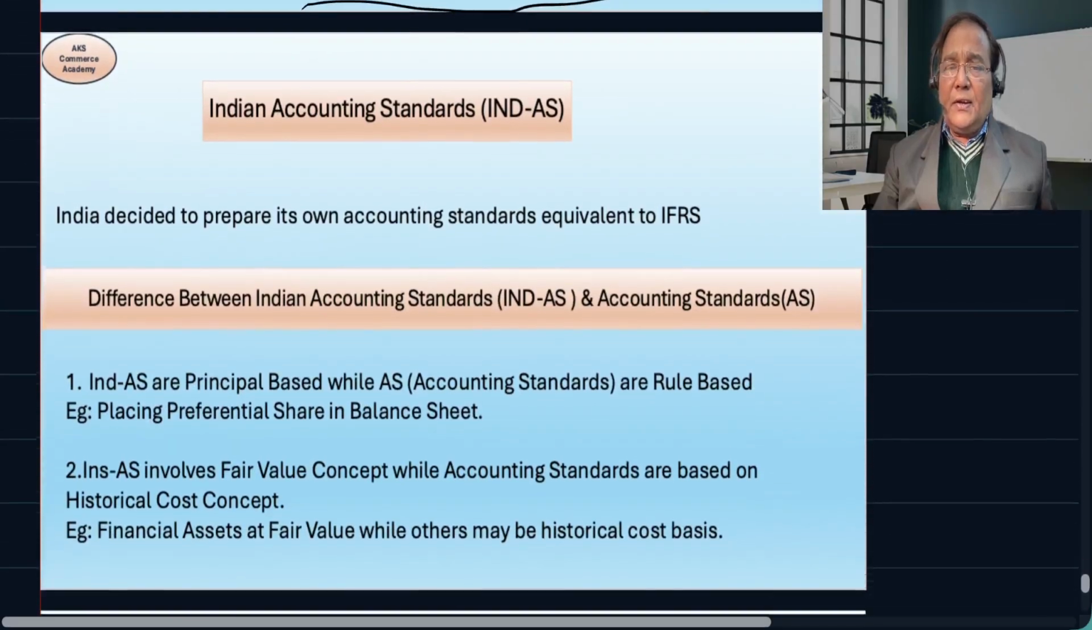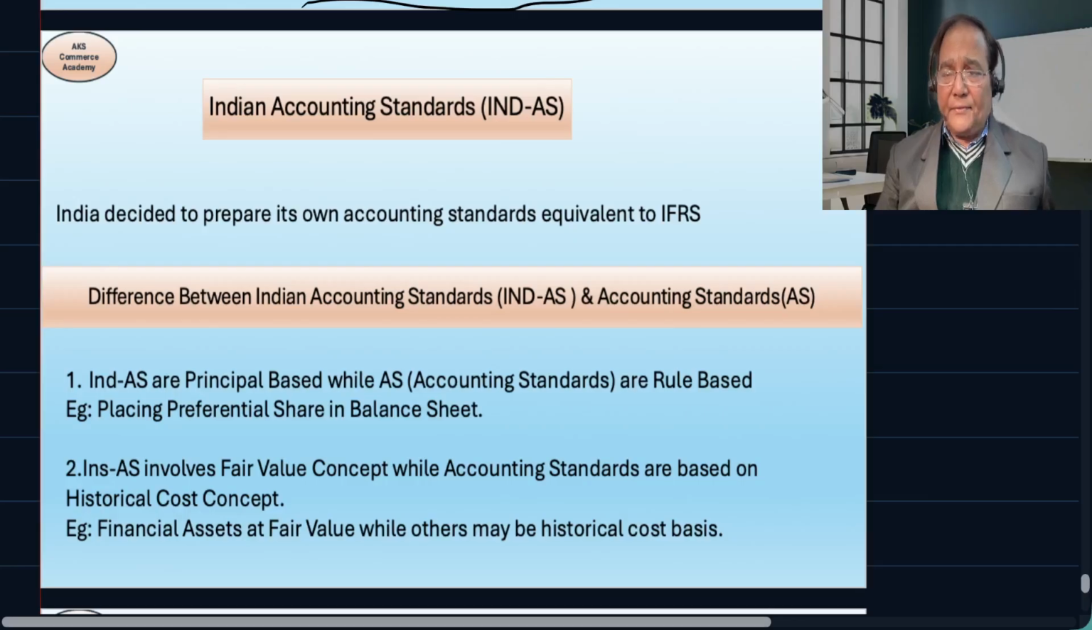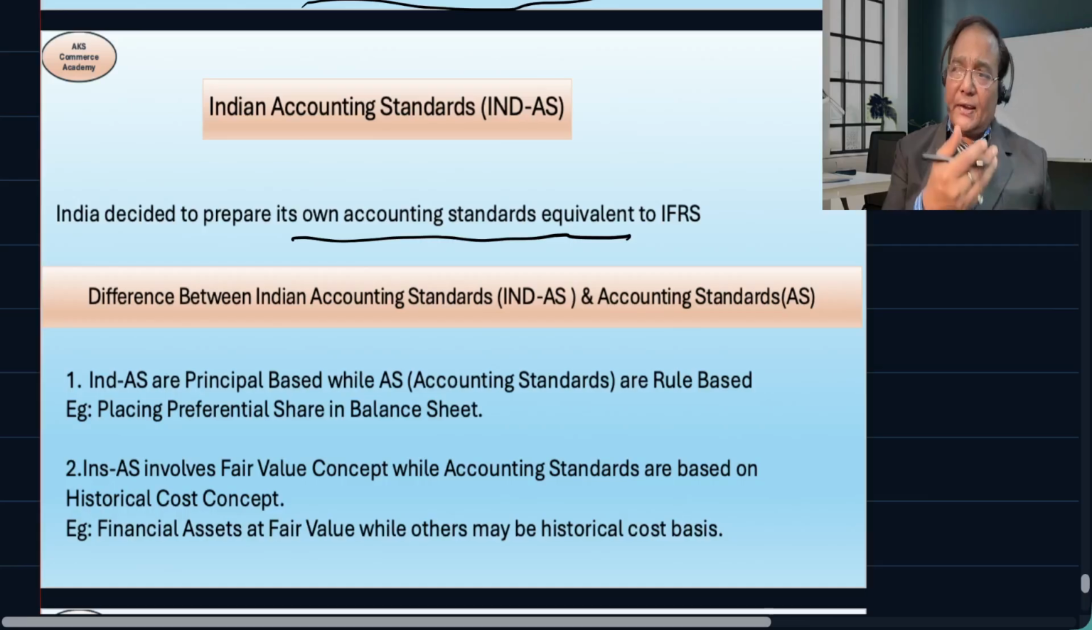Now, Indian accounting standard, we have seen to a certain extent. Let us understand a bit more. India decided to prepare its own accounting standard. It had the option either to go ahead and exactly follow IFRS or have its own. So it thought of going ahead with its own, but in sync with the broader guidelines of IFRS or the standards which are prevalent in IFRS.